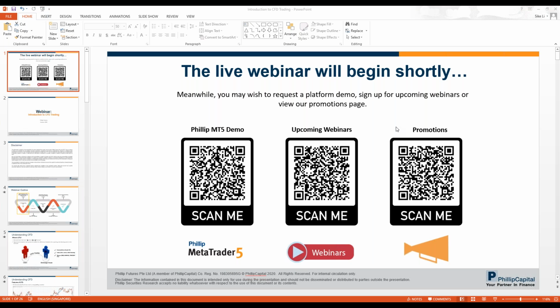Okay, and is MT5 free to trade permanently? Yes, of course. MT5 is a free platform. There is no platform maintenance fee, and there is no commission on the trades done as well.